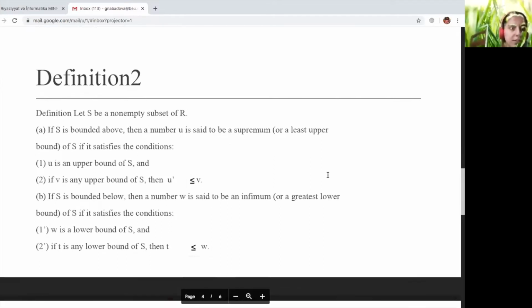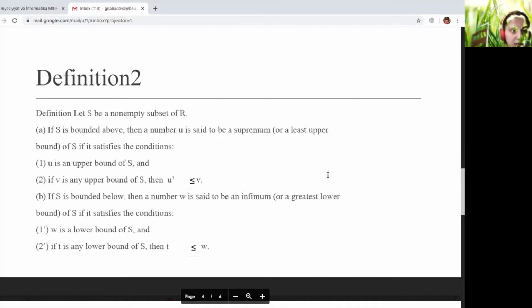Definition 2. Let S be a non-empty subset of R. If S is bounded above, then a number U is said to be a supremum or a least upper bound of S if it satisfies the conditions: U is an upper bound of S, and if V is an upper bound of S, then U is less than or equal to V.